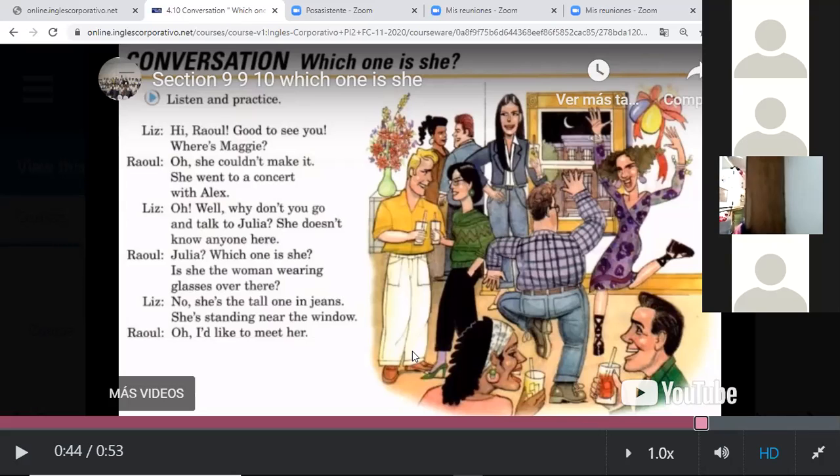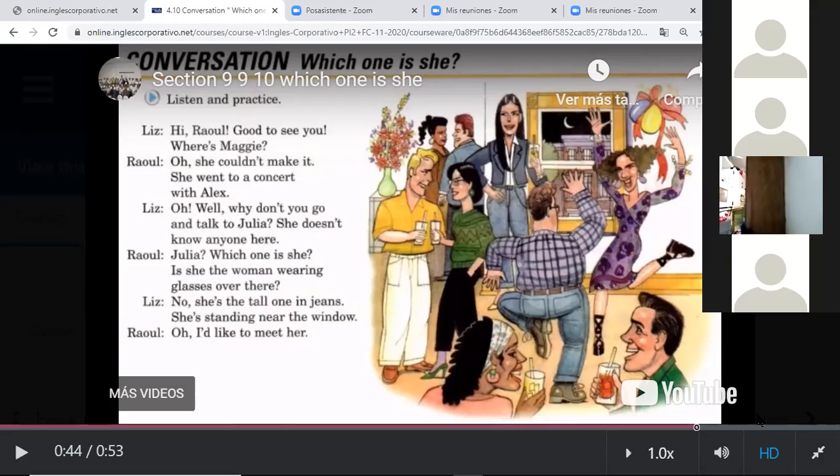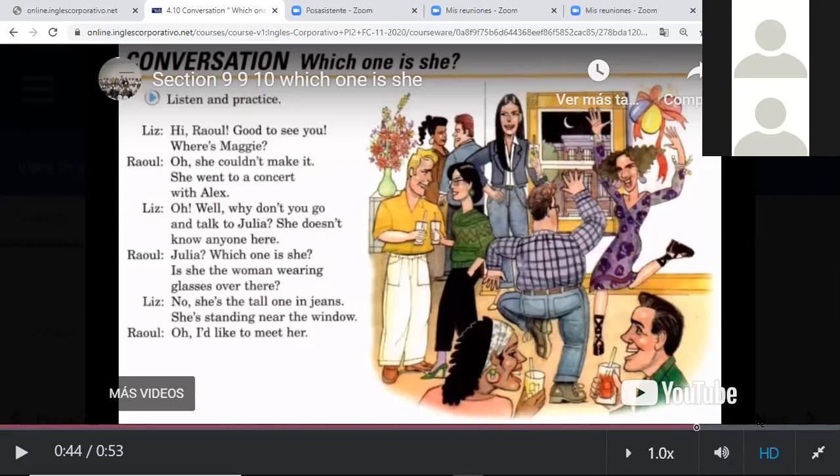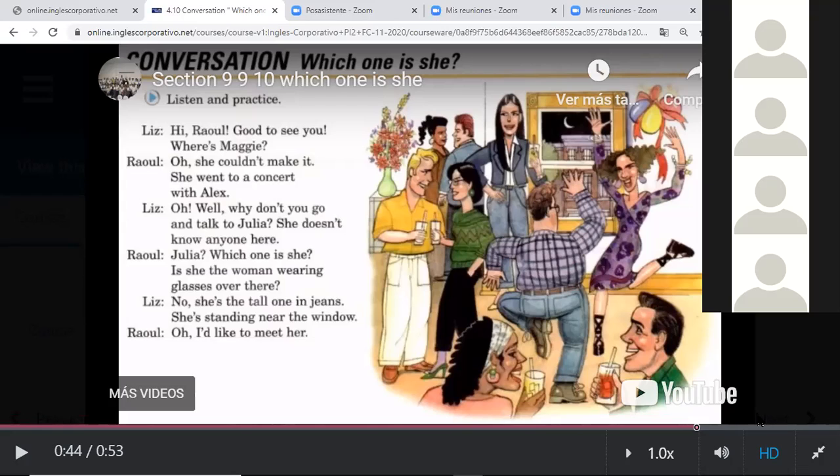Two more volunteers, please. Me, teacher. Okay, Hilda and anybody else? ¿Quién más me levantó la mano ahí? Hilda and? ¿Quién más? Perdón, es que no los ubico en la cámara. No escucho, perdón. Hilda y Silvia. Silvia, okay. Hilda and Silvia, please. Hilda, you are Liz, and Silvia, you are Raul, right? Ready? One, two, three. Okay.